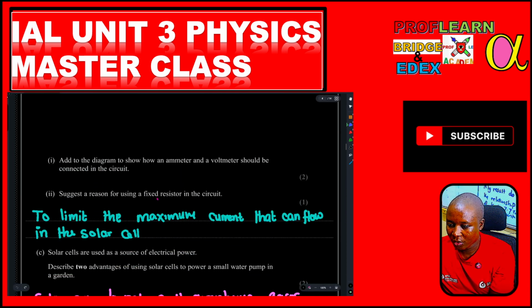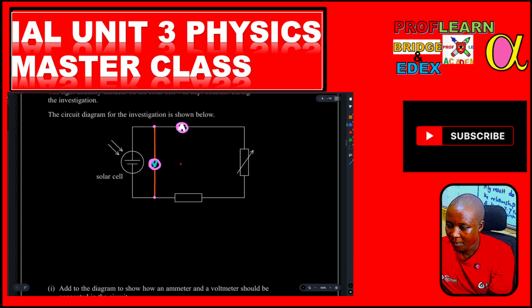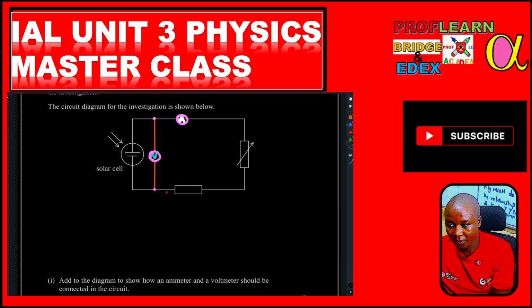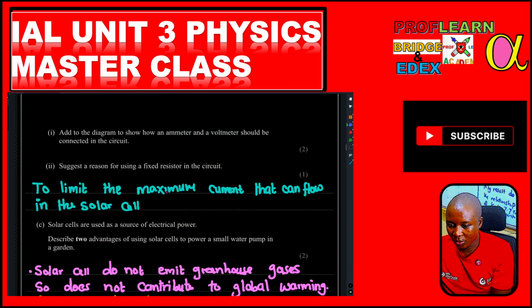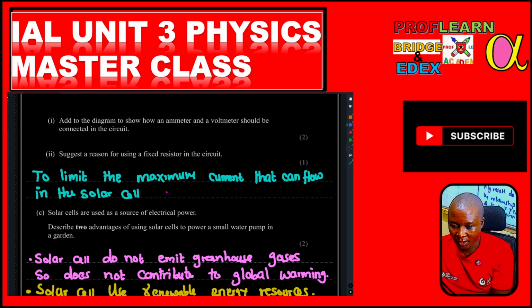Suggest the reason for using a fixed resistor. We have a fixed resistor here, and when you are asked such a question when it comes to unit 3, it's meant to limit the maximum amount of current that can flow in the circuit. So that is basically the reason you give if they ask you a question like that: to limit the maximum current that flows in the solar cell.